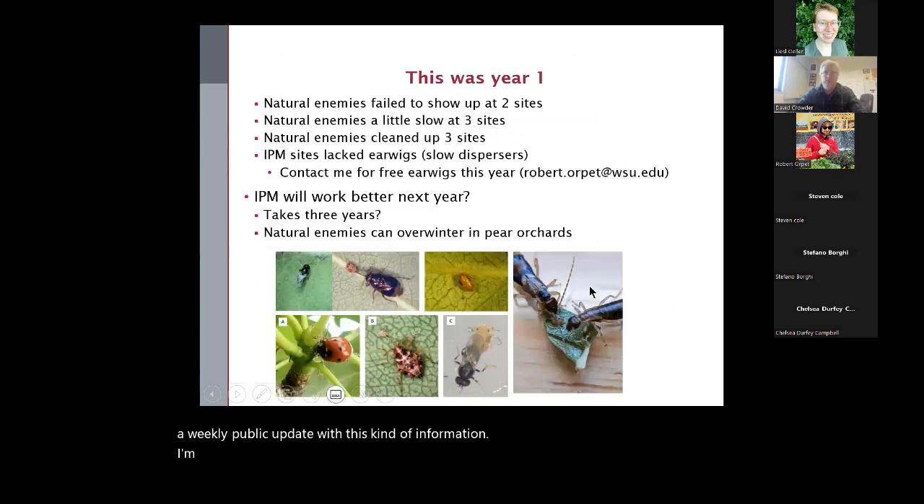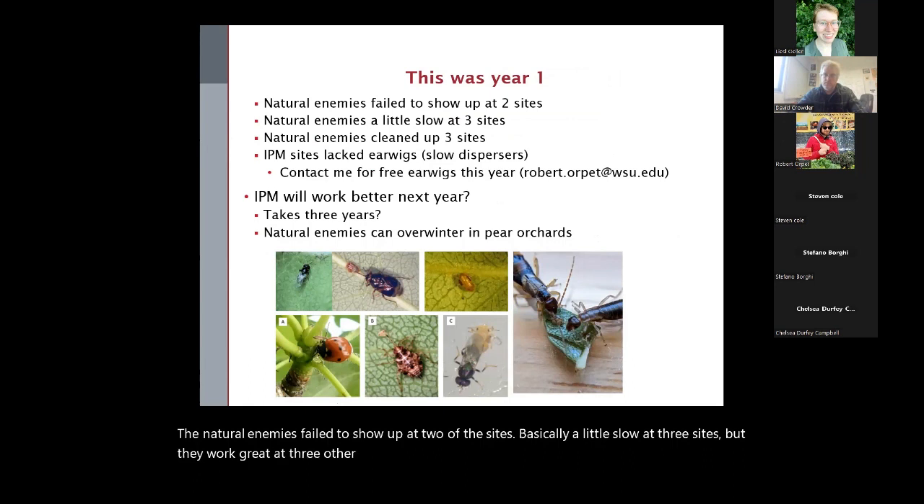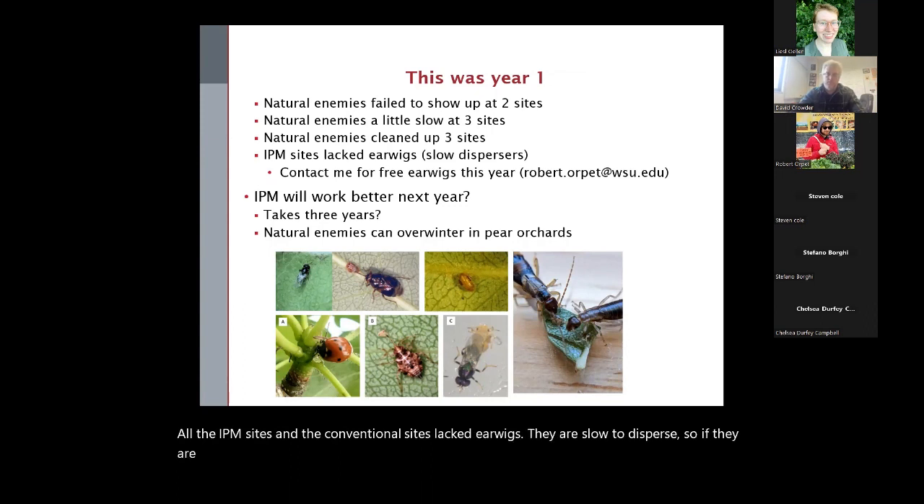Again, what I showed you was the first year of orchards using an IPM program. The natural enemies failed to show up at 2 of the sites, basically. They were a little slow at 3 sites, but they worked great at 3 other sites. All the IPM sites and the conventional sites lacked earwigs. They are slow to disperse, so if they were eliminated, which they often are in conventional spray programs, you don't have them. They take years to establish. So that's another reason I'm doing that project.